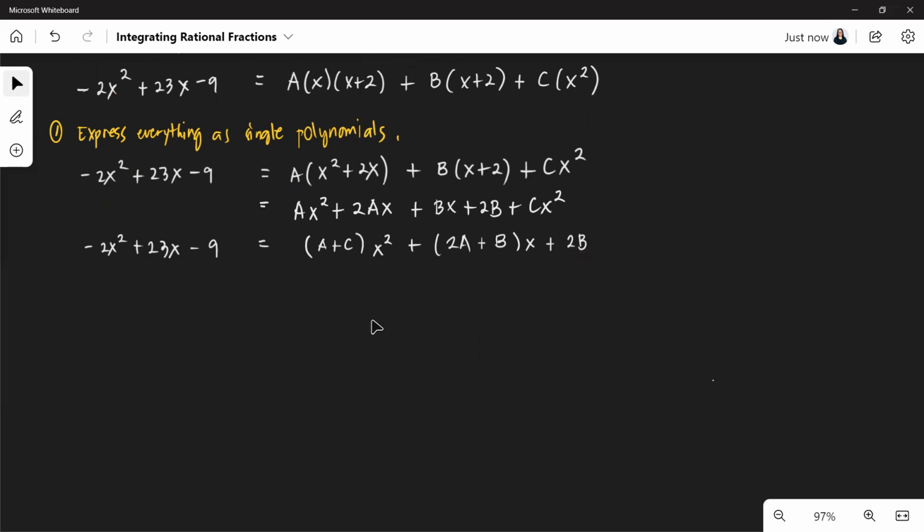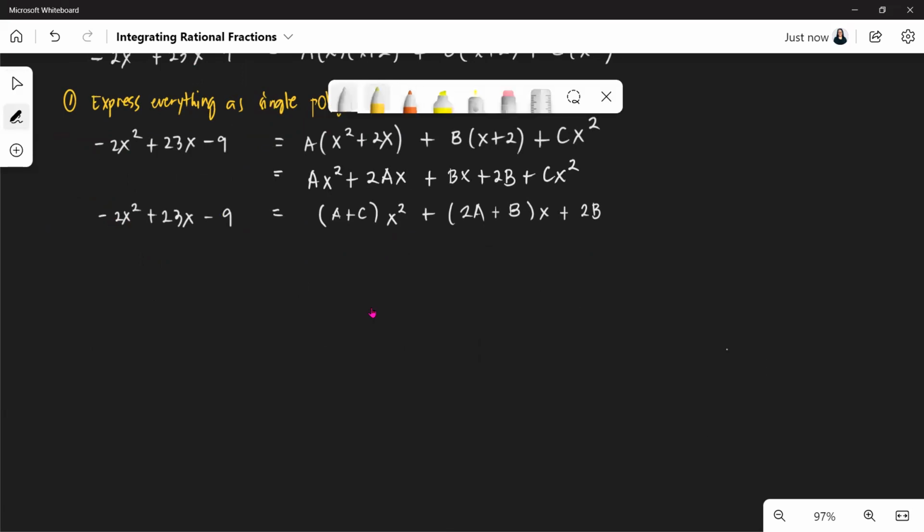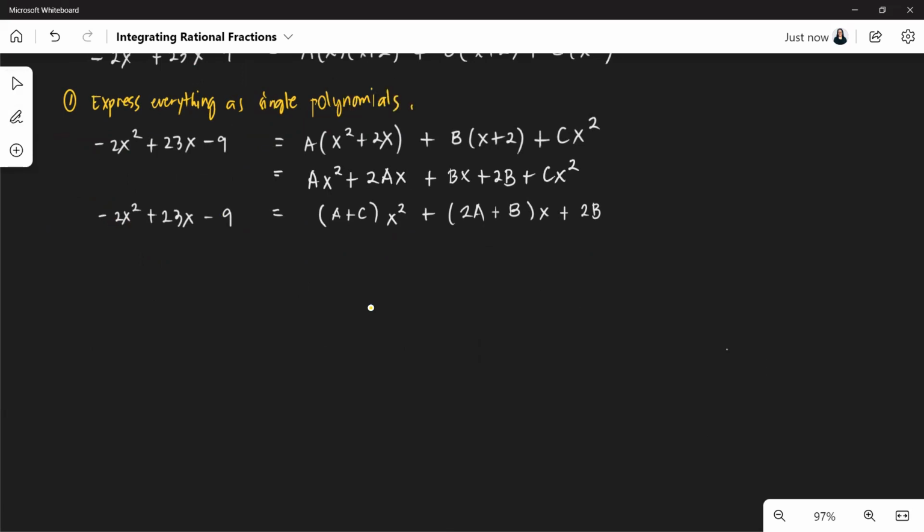So there is an x squared term here, also an x squared term on the right side, an x term on the left side, also an x term on the right side, a constant term on the left side, and a constant term on the right side. So after expressing everything on the left side and the right side as single polynomials, we equate similar terms.